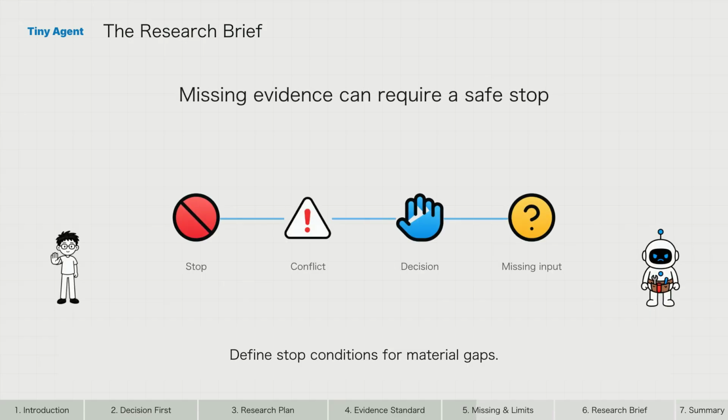Define stop conditions for material gaps. If a key primary source is inaccessible, two authoritative records conflict, or the requested timeframe has no usable data, the researcher should return the blocker and the smallest decision needed to continue, rather than inventing a smooth substitute. Keep one logical boundary clear: absence of evidence is not evidence of absence. A search that finds no public incidents may mean there were none, but it may also mean reporting is incomplete, terminology differs, or the relevant records are private.